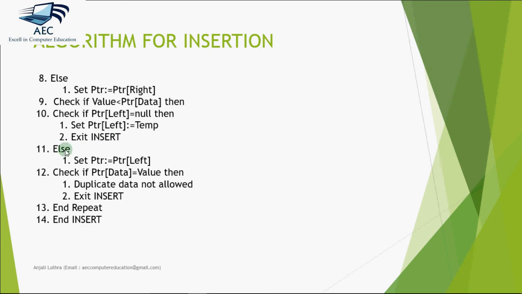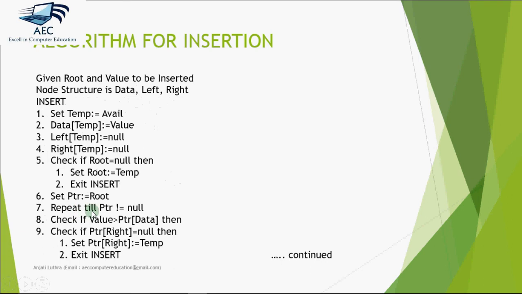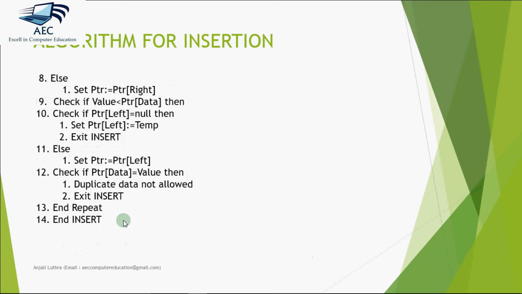So it goes to this else part where we have written PTR is equal to PTR left. Now PTR is already at 80 right now. PTR left is 56. So this statement will move PTR to 56 and the loop will be repeated. We come back over here. It checks, repeat till PTR not equal to null. 56 is not equal to null. It checks if 25 is greater than 56. No. Then it checks if 25 is less than 56. Yes, true. Is PTR left null? Yes, true. So 25 is inserted on the left of 56.